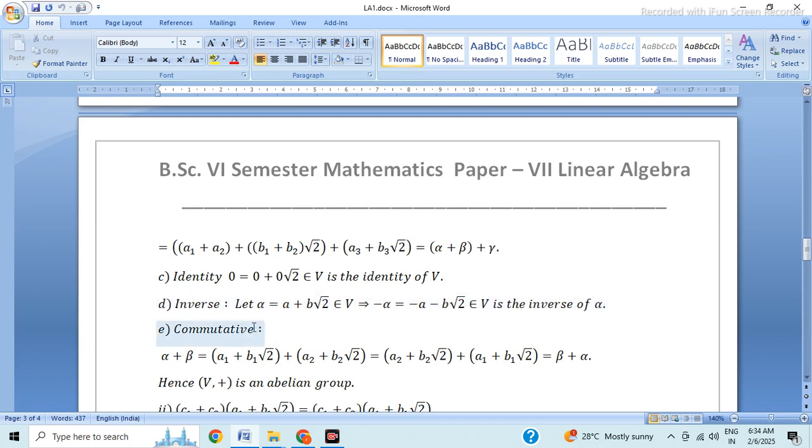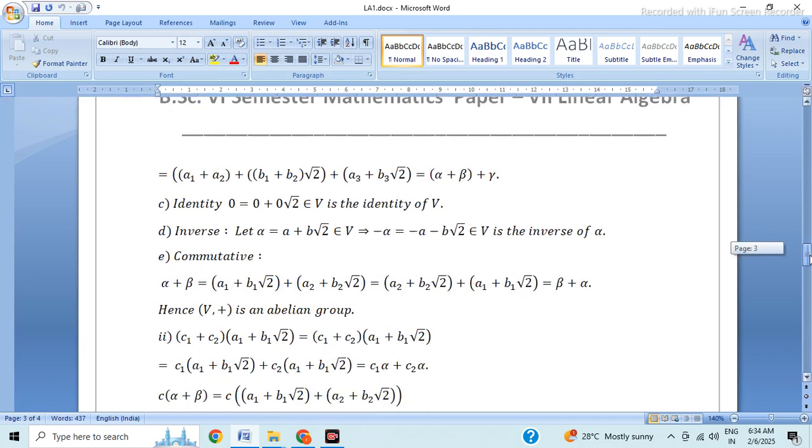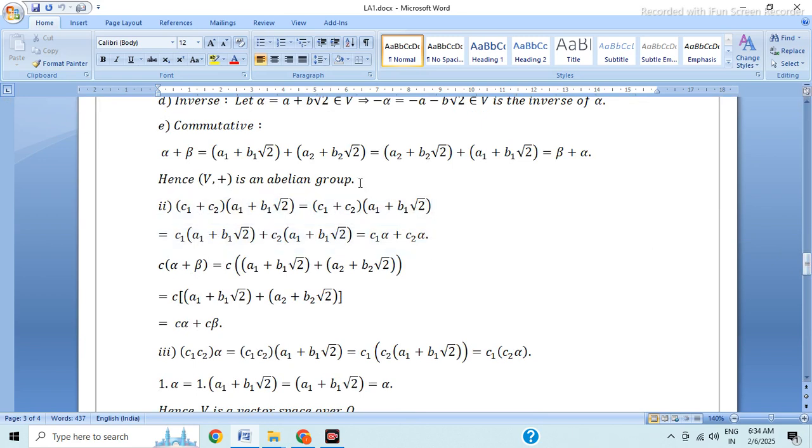Then the next one is the commutative law. What is the commutative law? Alpha plus beta is A1 plus B1 root 2 plus A2 plus B2 root 2. What do we get? Beta plus alpha. Then it satisfies all the conditions. What can we say? It's an abelian group or commutative group. Now, the next condition. You should remember the conditions, then you will be able to prove everything. What is the condition? C1 plus C2 alpha is C1 alpha plus C2 beta.